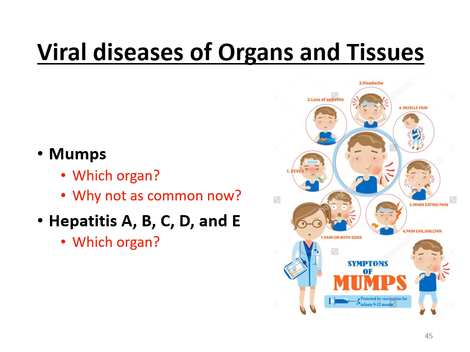Now, why is it not as common now? Well, that's thanks to the MMR vaccine, the measles, mumps, rubella vaccine. Then you also have hepatitis, which is another common viral infection of organs and tissues. Specifically, which organ is affected there? The liver. And there are various ways that you can get different types of hepatitis. You can eat food that's been contaminated by someone who has the infection. You can get it from sexual transmission, or things like needle use, so drug use, or blood transfusions.